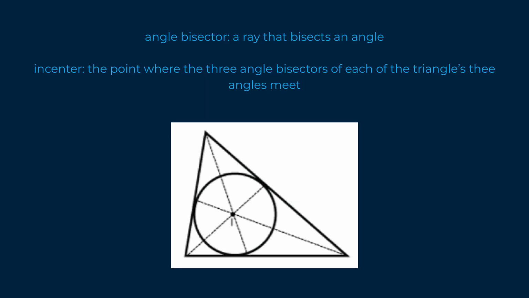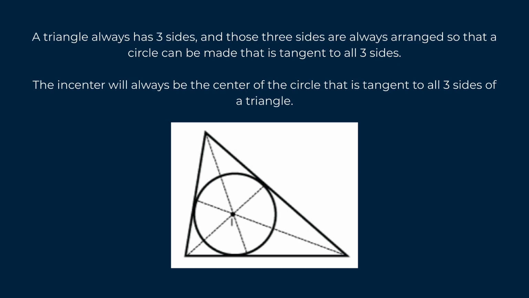Now, an angle bisector is a ray that bisects an angle. We've already talked about this, and the incenter is the point where the 3 angle bisectors of each of the triangle's 3 angles meet. And as you can see, if we have 3 angles in a triangle, then we can have 3 angle bisectors, and we can make them all meet up at the incenter. And a triangle always has 3 sides, and those 3 sides are always arranged so that a circle can be made that is tangent to all 3 sides.